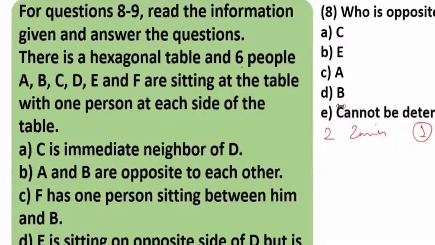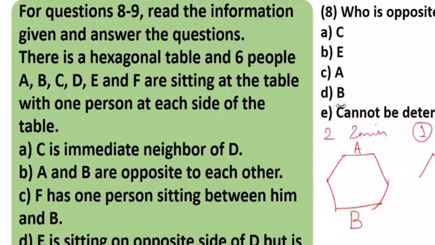What is given? There is a hexagonal table and 6 people are sitting at the table with 1 person at each side of the table. So there is a hexagonal table. C is immediate neighbor of D, not useful. A and B are opposite to each other. Let's start with that. A and B are opposite to each other. F has 1 person sitting between him and B. So F can be here or here.